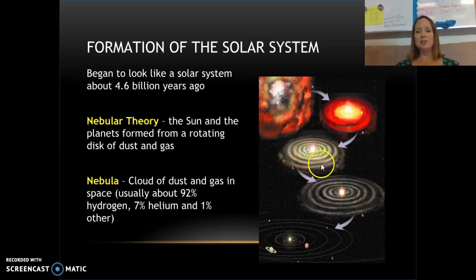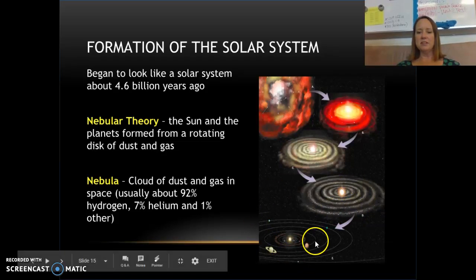sun. The leftover dust and gas began orbiting the sun, and you can see through each of these images how organized it becomes until eventually those rings of dust and matter have clumped together to form the planets.